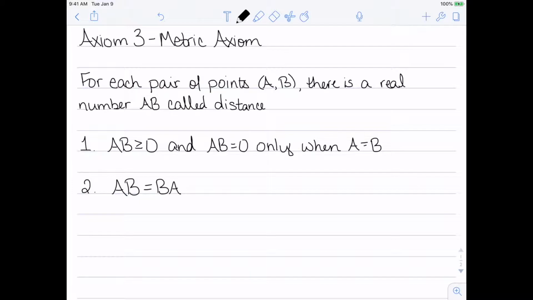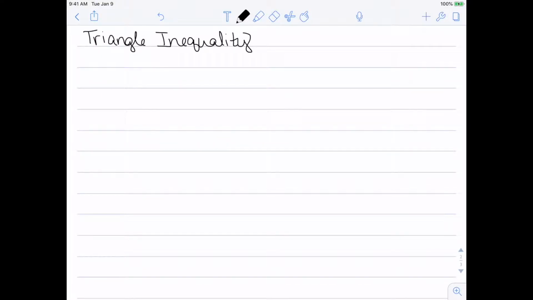And the other property is symmetry. AB is equal to BA. The distance from A to B is the same as the distance from B to A. This idea of distance in the metric concept tends to actually include a third property called the triangle inequality. The triangle inequality states that the distance from A to B plus the distance from B to C has to be greater than or equal to the distance from A to C.